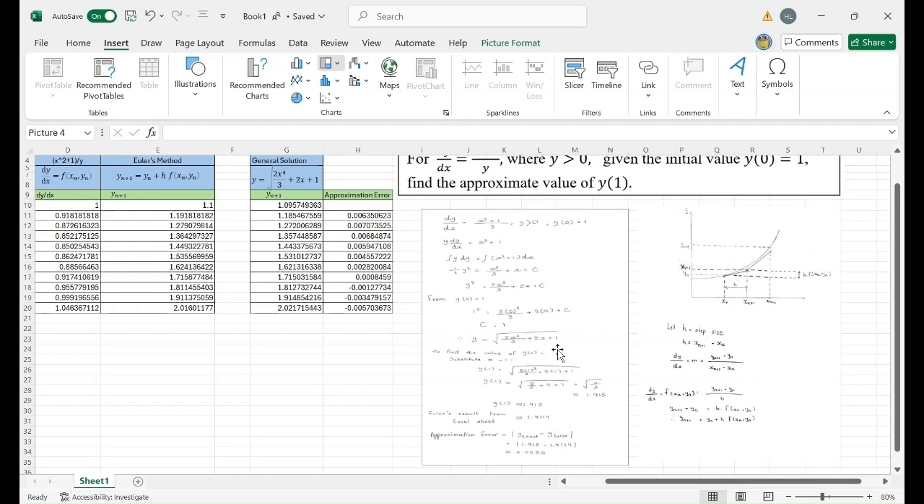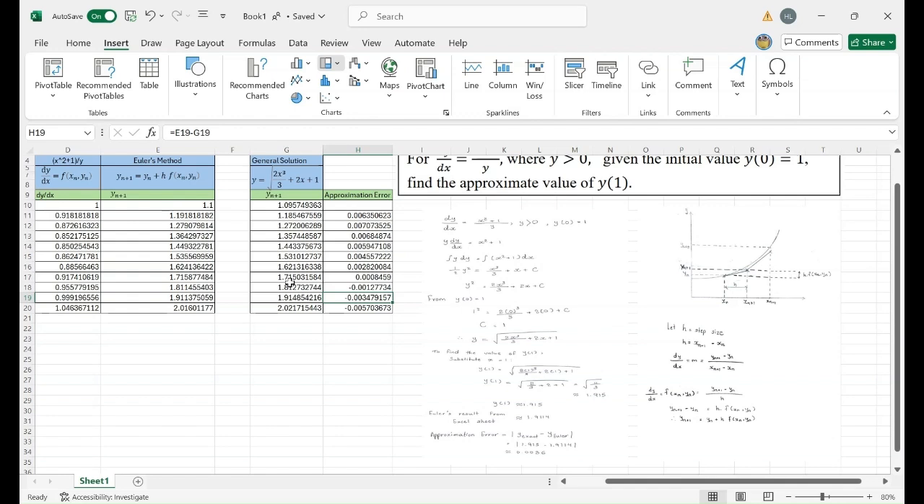Then, I substitute x equals 1 and c equals 1 into the equation to calculate y. The result I got was approximately 1.91485. I then calculate the approximation error by comparing the Euler method to the exact solution.